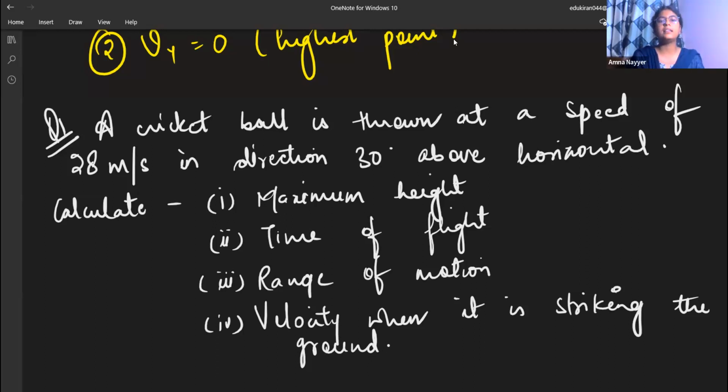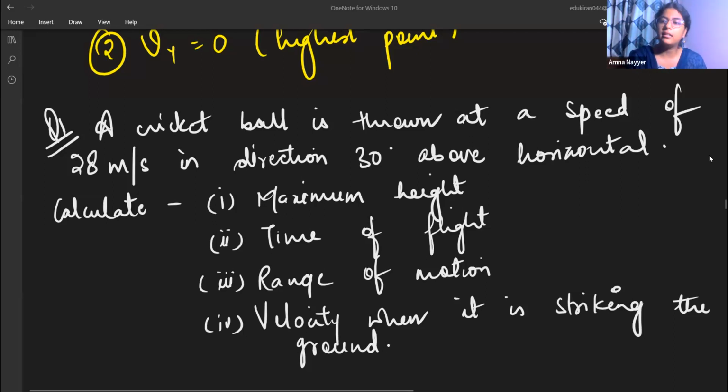See, the question says that a cricket ball is thrown at a speed of 28 meter per second in direction 30 degree above horizontal. So above horizontal means if this is your horizontal, 30 degree above it. It means this is angular projection. If no angle was given, it was just thrown horizontally, that would have been your horizontal projection, which we have not discussed till now. This is theta is 30 degree and u is given to you as 28 meter per second. Everything you have to find out: height, time of flight, range of motion, and velocity.